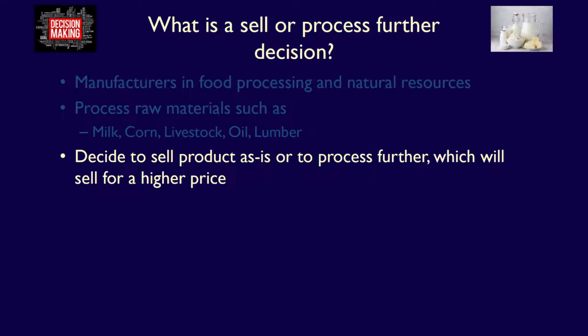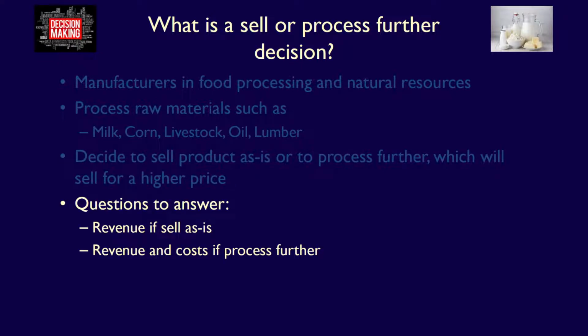And they have to decide whether to process the raw material to a particular point in the production process or to continue processing them further, perhaps even to the point of producing a finished good. Management has to determine at what point in the production process do they want to sell their product. Should they sell as is, or should they process further? They do this by exploring the revenues they can obtain if they sell as is and the revenues and costs they will incur if they process further.